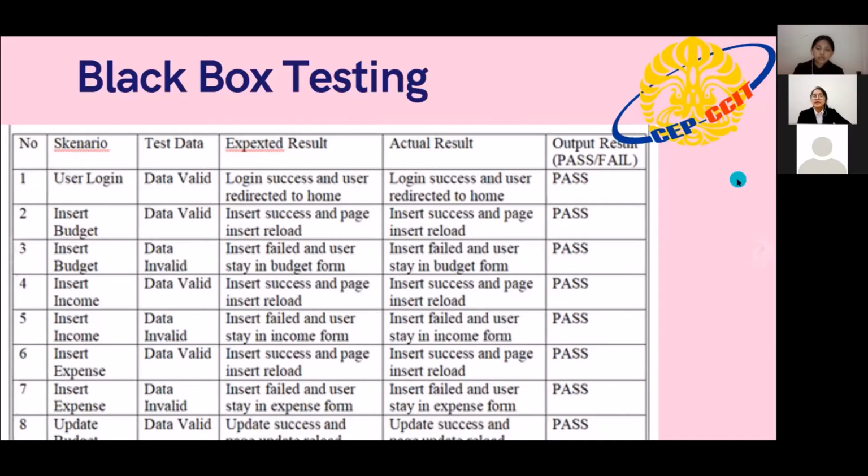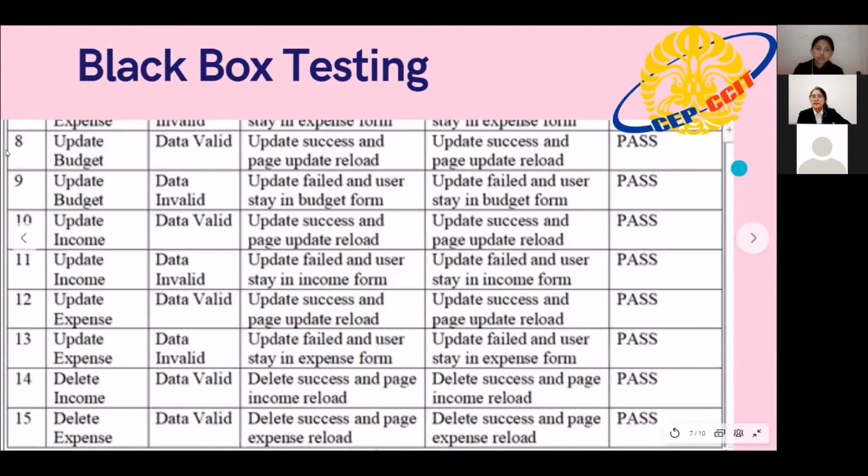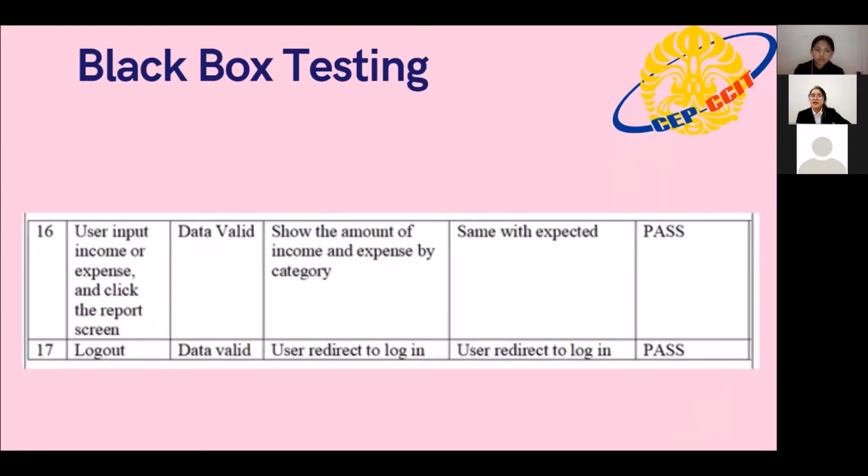And the others like insert expense are the same, but with a different type of data. And next is delete income. As you can see, there are update and delete for budget, income, and expense, with several kinds of data type, valid and invalid. As you can see, all the testing that we do is the same as expected, and the output result is pass. And the last is user input income or expense and click the report screen.